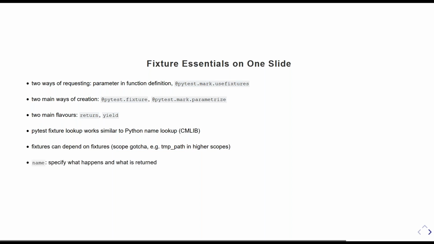And then there's this name kwarg that I showed you earlier on, which is really handy, which I really like to use. I usually have a fixture where the function name describes what this fixture does. And then I pass the name argument into the fixture definition. And this is then the object that the fixture is giving back. So that is also a very nice way of having a clearer description of what is happening and what kind of object is being returned.